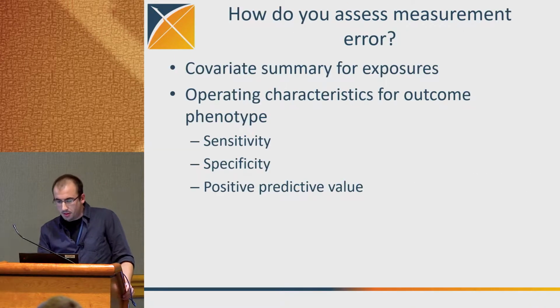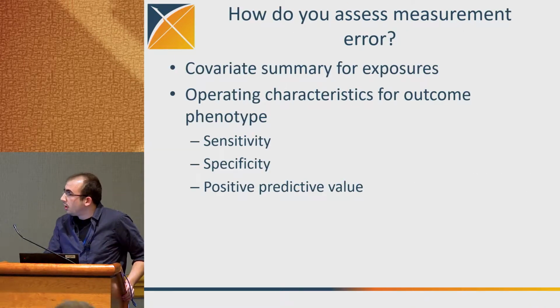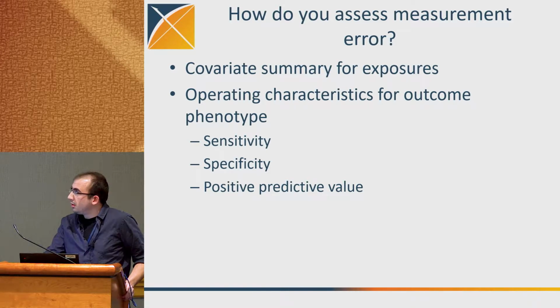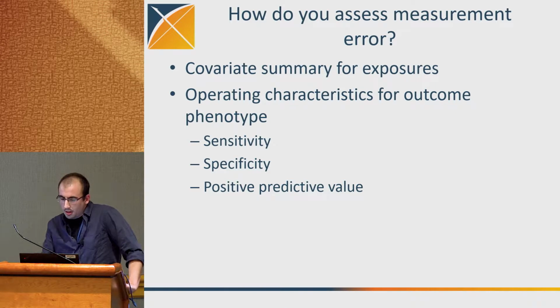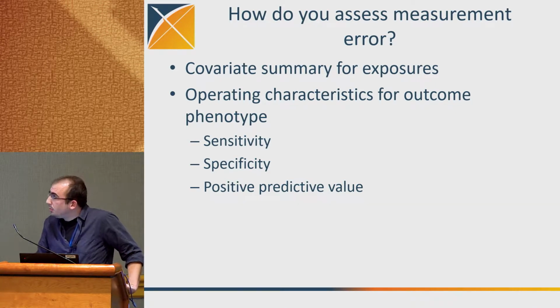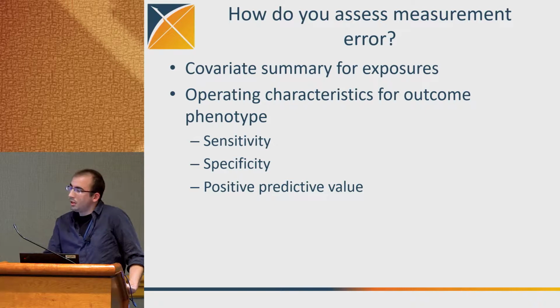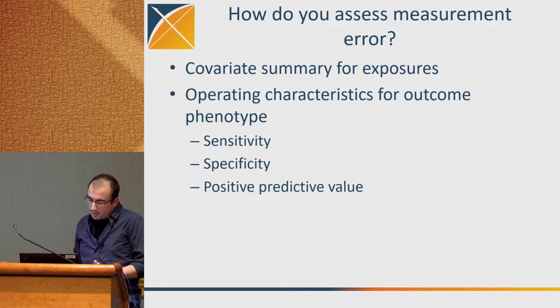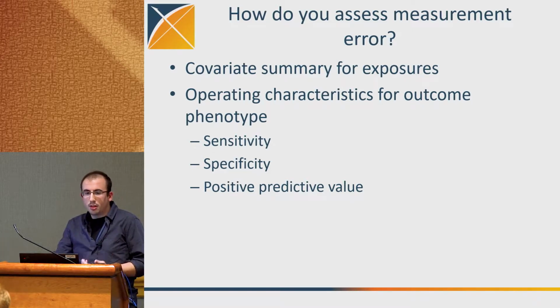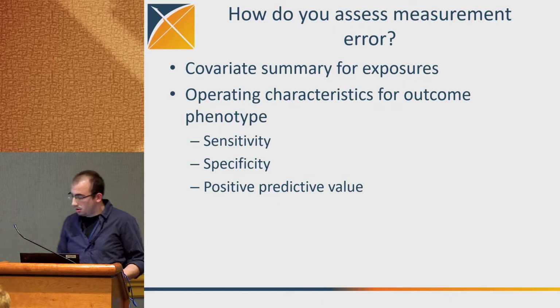So how can we assess this? This is often assessed by doing a covariate summary for the exposure, or the second part, which is operating characteristics for the outcome phenotype. So we find a set of patients for which we actually know what the outcome was or what treatment they received, and we use this as a gold standard, and then we want to see if the rules that we used actually identified them or not.